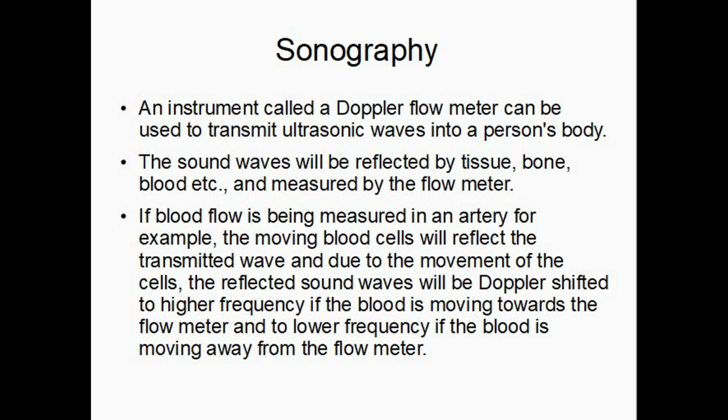If the blood flow is being measured in an artery, for example, the moving blood cells will reflect the transmitted wave, and due to the movement of the blood cells, the reflected sound waves will be Doppler shifted to a higher frequency if the blood is moving towards the flow meter, and to a lower frequency if the blood is moving away from the flow meter. It seems like quite a hectic definition, but in fact it's very easy to explain.